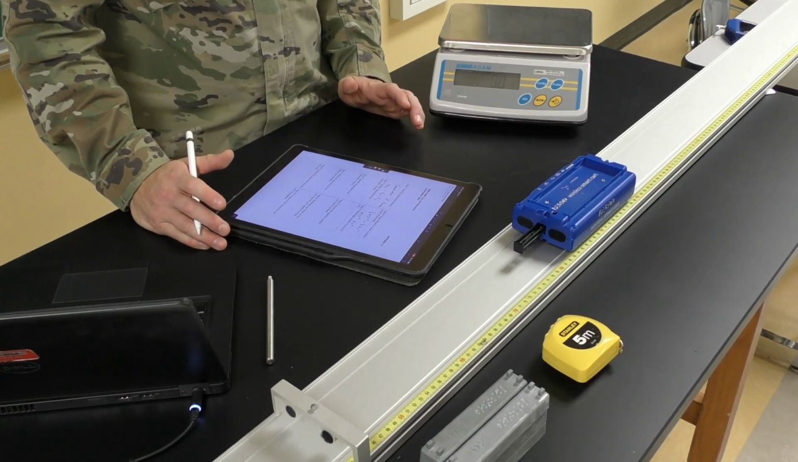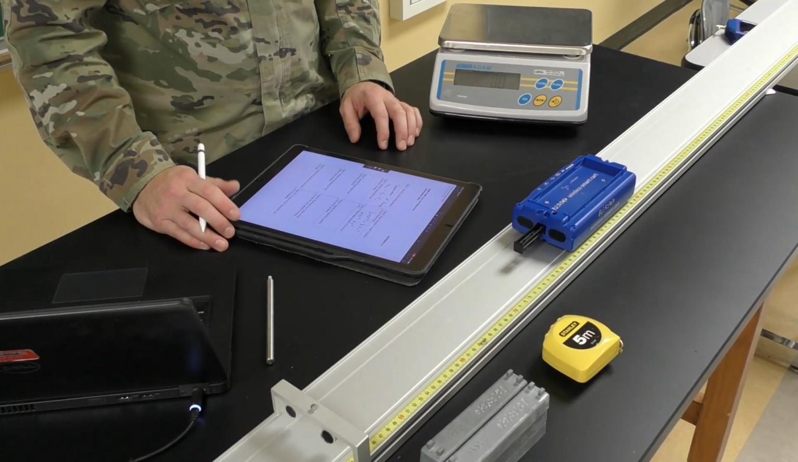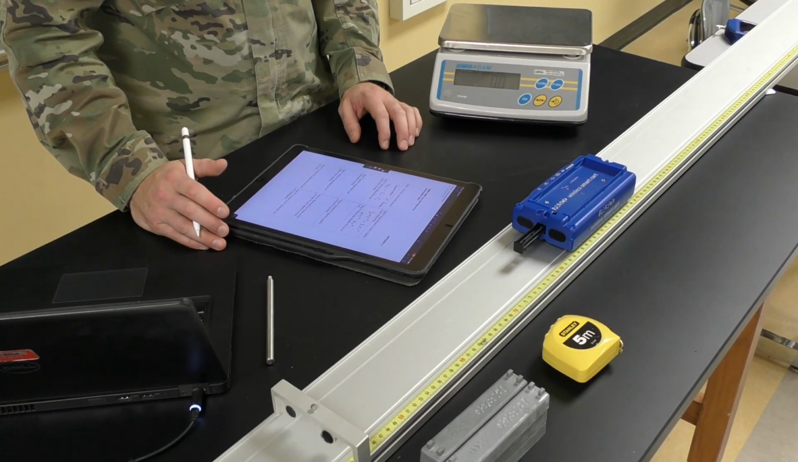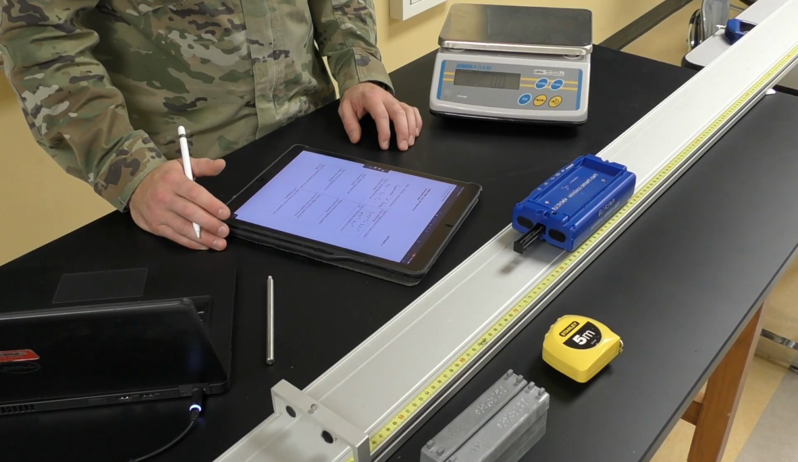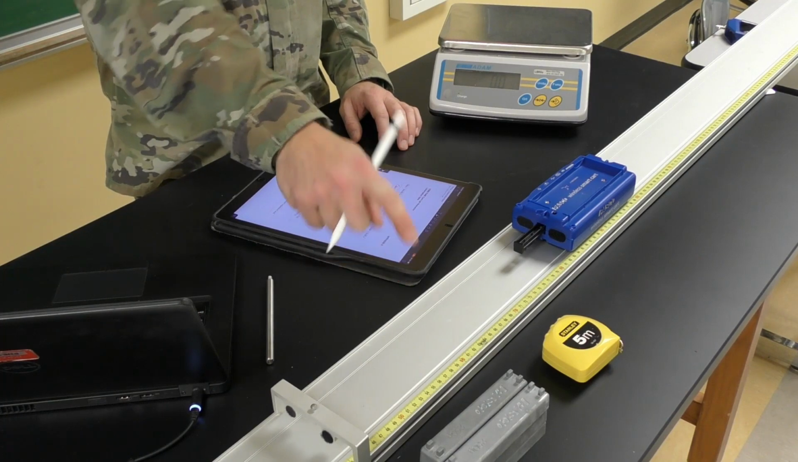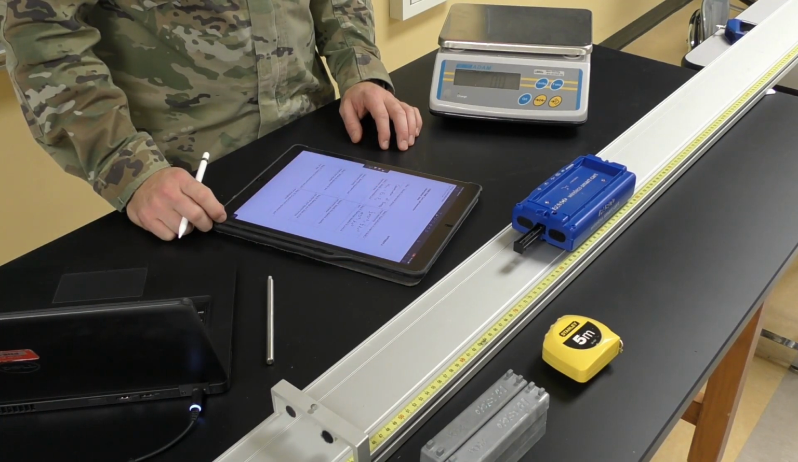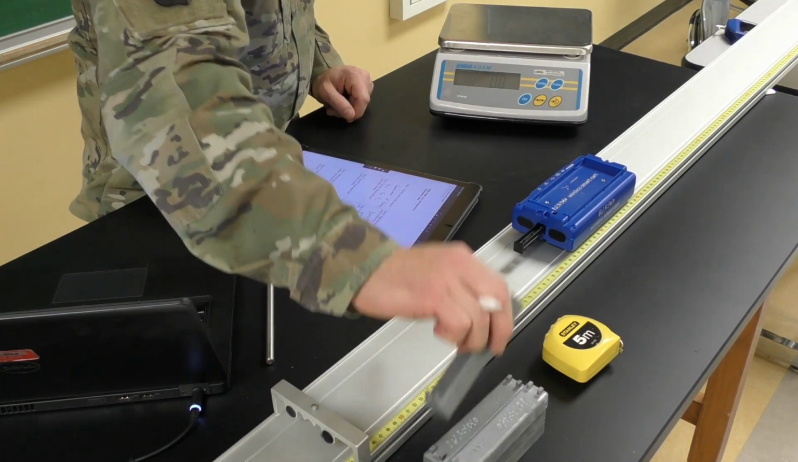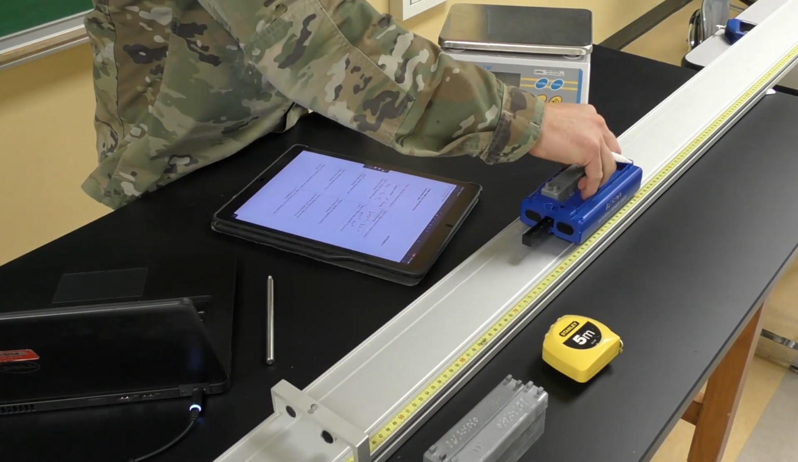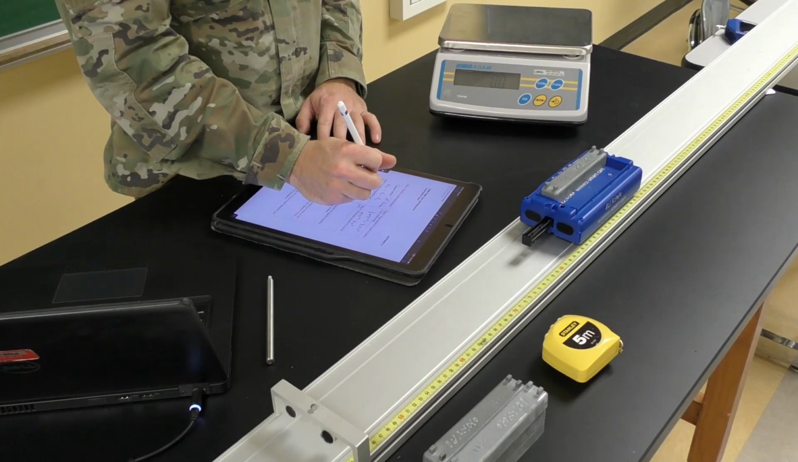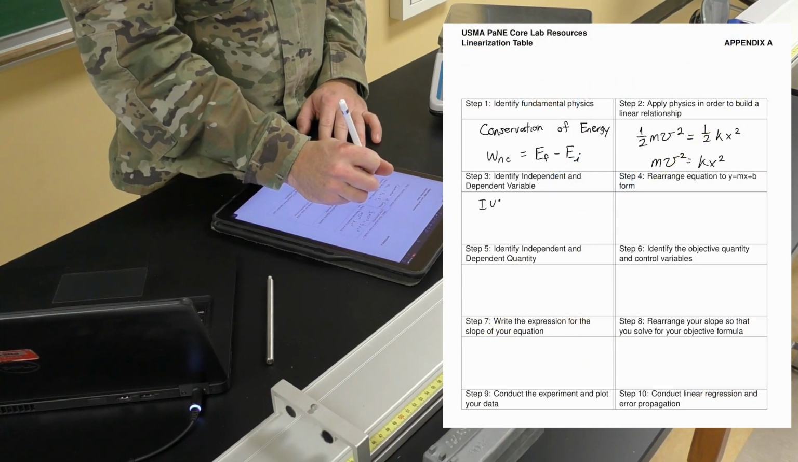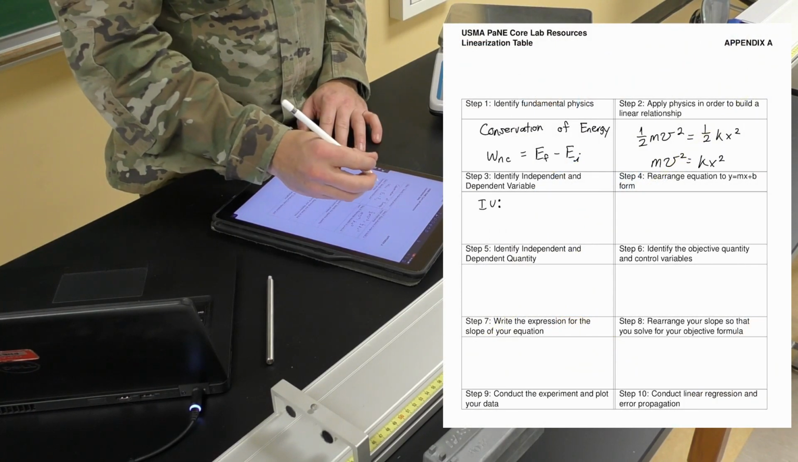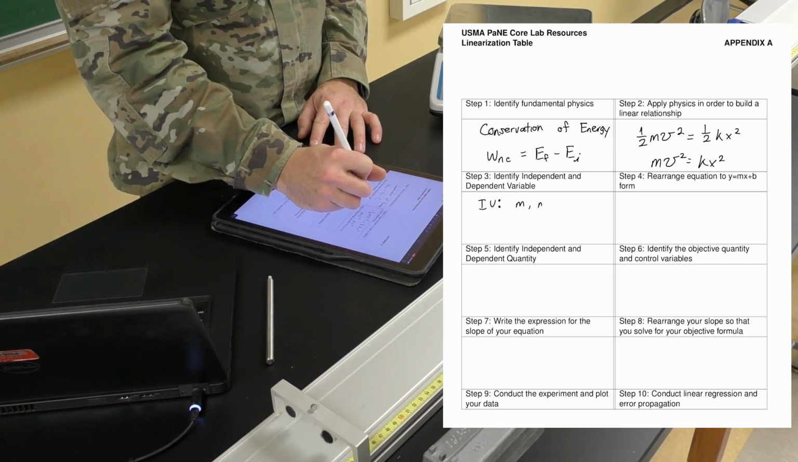And from here, I'll be able to simplify the equation a little bit. And now the next step of the linearization process is to identify what variable we are going to change and which variable we are going to measure. In this experiment, I am going to change the mass of the cart. I'm going to add these additional masses to the cart and take a new speed measurement with each one. So my independent variable, what I'm going to change, is going to be the mass.